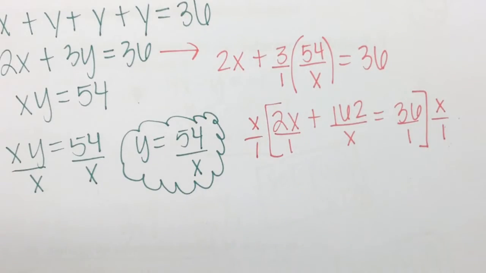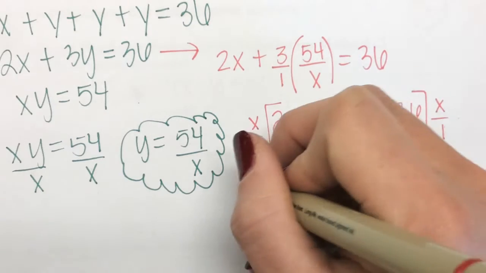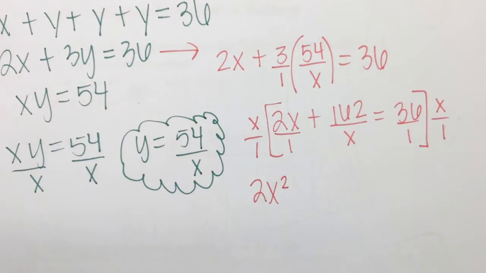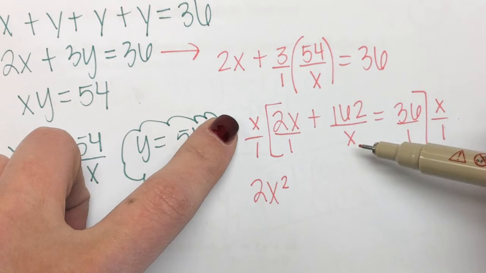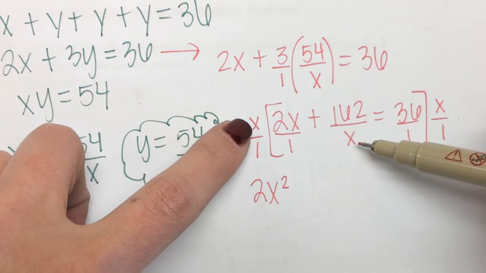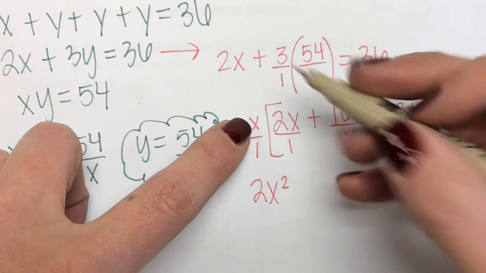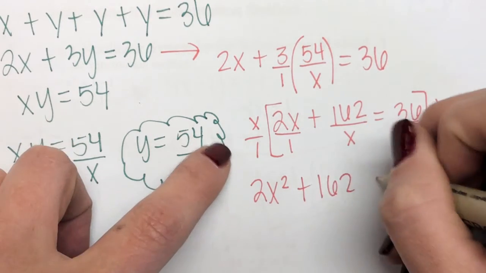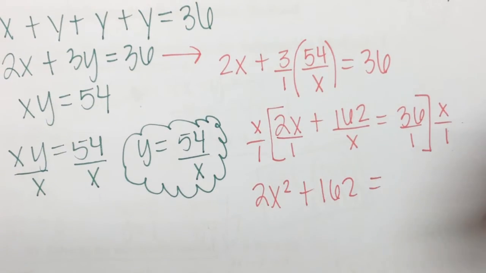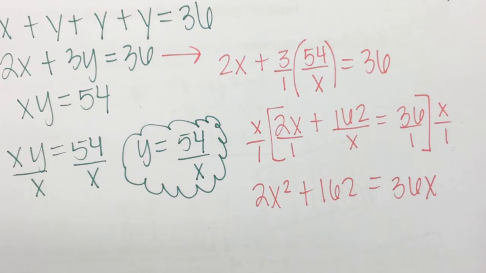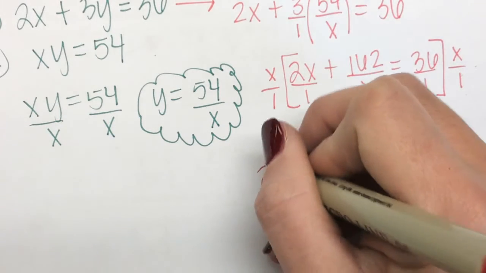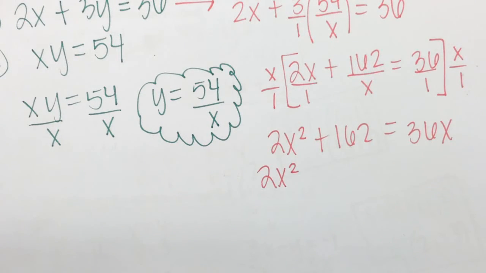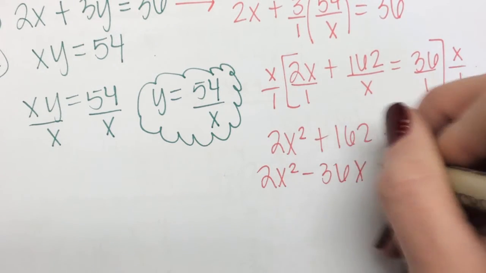So first, what is 2x times x? Good. What's x and x going to do here? Yes, so it won't be on the bottom anymore. What's going to be left? Just 162. On this side, what's 36 times x? Very good. Now it's looking like we can solve this thing. Now you subtract 36x. And where should I put that? In the middle. Good.